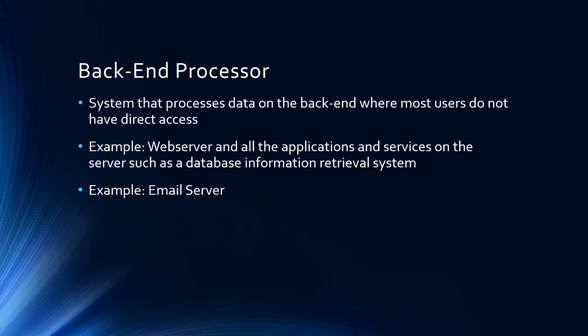Back-end processor. The back-end processor is a system that processes data on the back end where most users do not have direct access. A common example of this would be a web server and all the applications and services that run on the server, such as a database information retrieval system. Another example of a back-end processor would be an email server. This system stores and sends all incoming and outgoing emails between devices such as PCs and cell phones and other email servers.